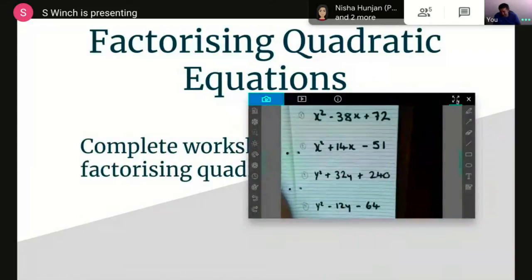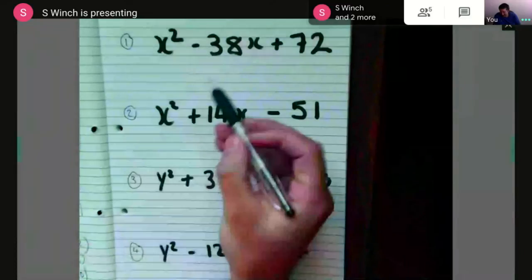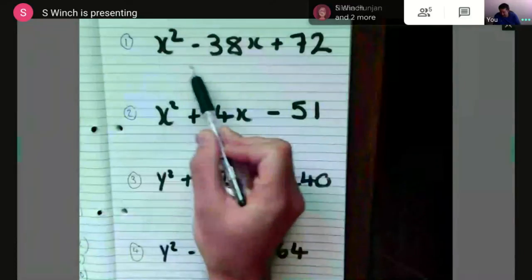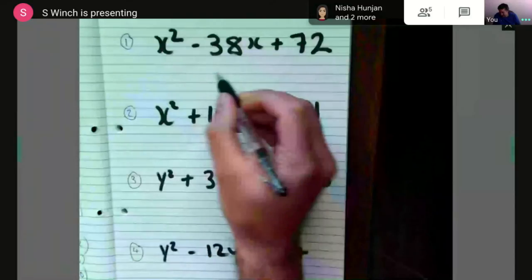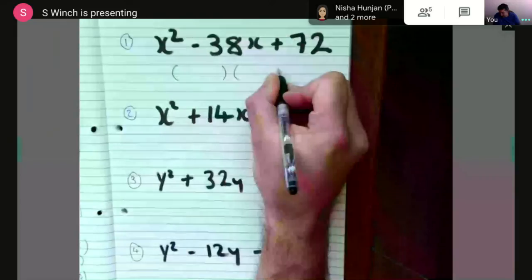Let's see. Like that, wonderful. And what we're going to do is look at putting these into double brackets. So we start off by knowing that that's x squared, so we can go two brackets. We've got x in there.